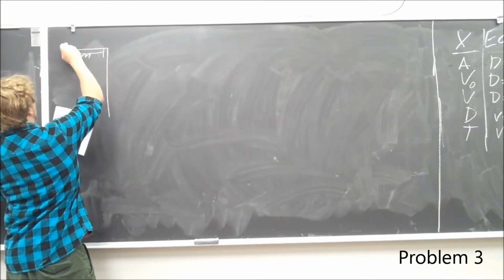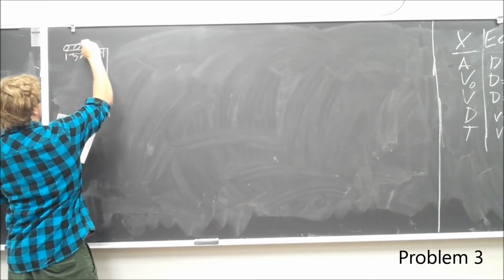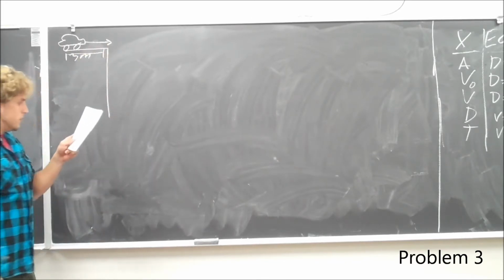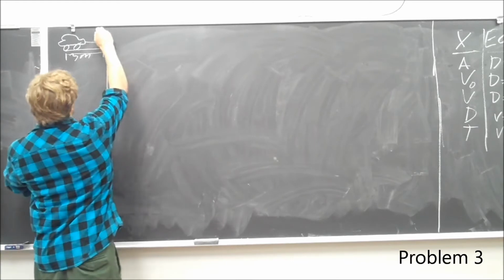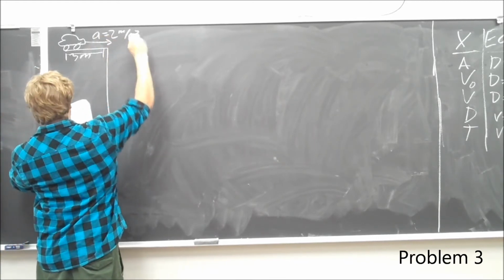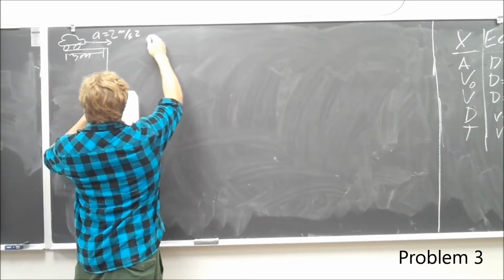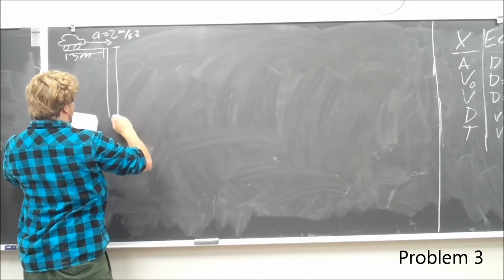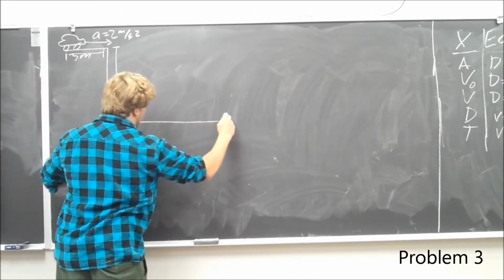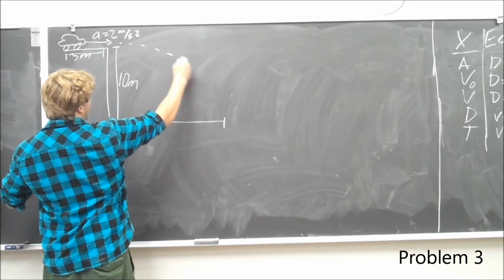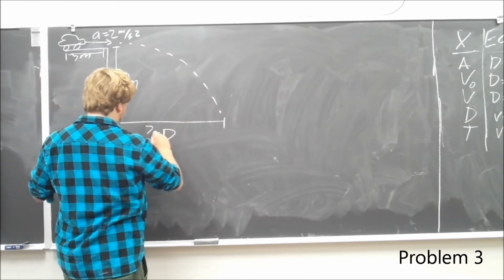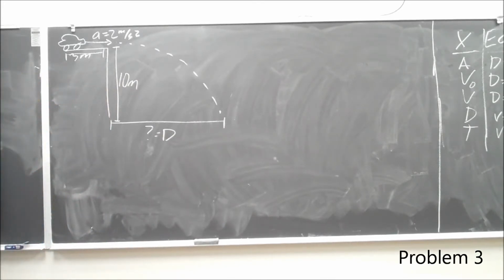So you have a car, and it starts going, accelerating at 2 meters per second squared. Then the distance that it ends up falling is 10 meters. We're looking for this distance here. And that's what we know.